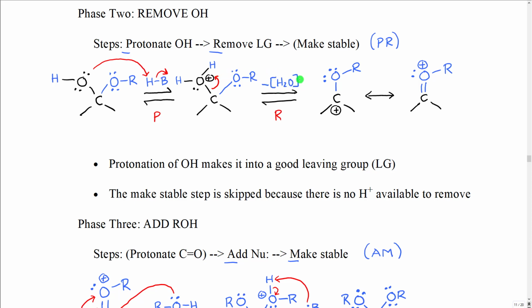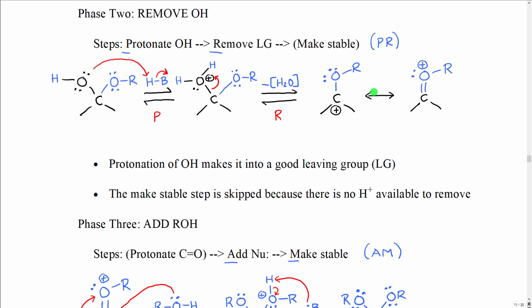And very often we abbreviate that in these mechanisms by putting the molecule that left in brackets and putting a minus sign over it, although that's not required. So I call this a removal step. We're removing that group from the molecule.